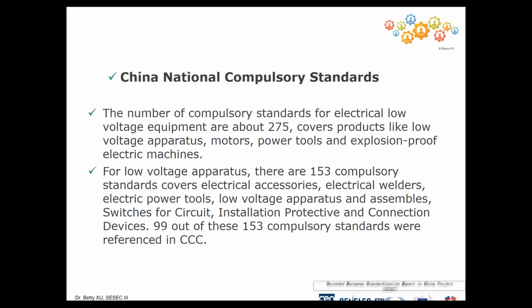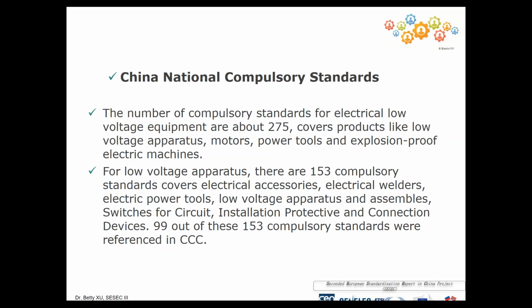Besides SESEC certification, we also have other market access requirements, or compulsory technical regulations, for low voltage equipment. That is the China National Compulsory Standards. We know that in China, standards are not only voluntary, they are also compulsory, which can be regarded as technical regulation. The number of compulsory standards for electrical low voltage equipment is about 275, covering products like low voltage apparatus, motors, power tools, and explosion-proof electrical machines.